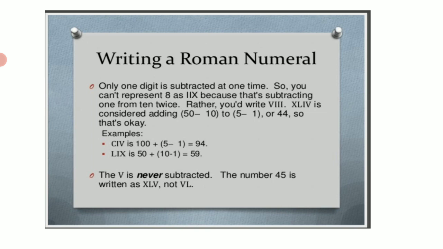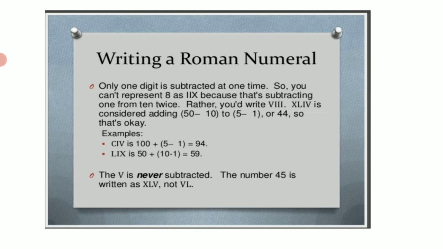Yet we can take another example like CIV, where C is 100 and IV stands for 4. That means 100 plus 4, that is 104. And here it is printed wrong, children. It is written 94, but it should actually be 104. Then LIX, L stands for 50 and IX means 9, that is 50 plus 9 becomes 59.